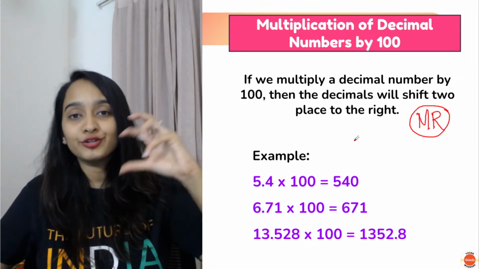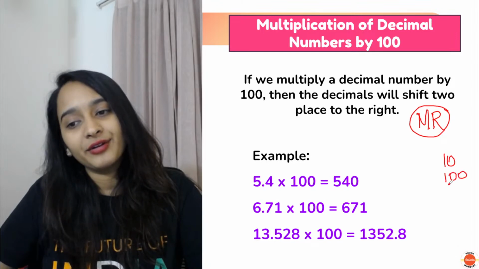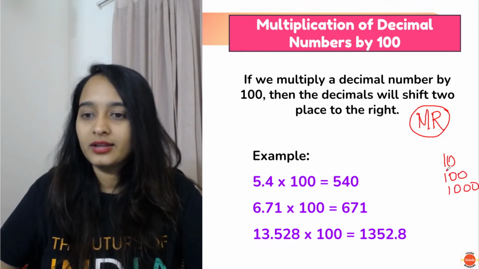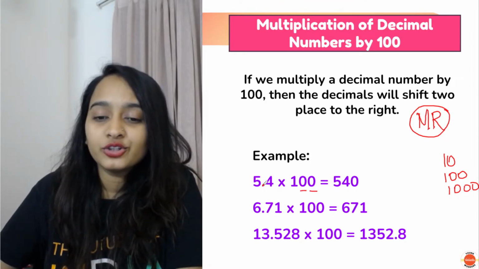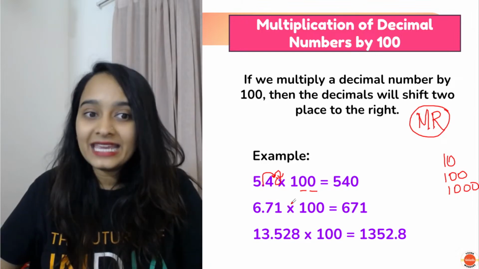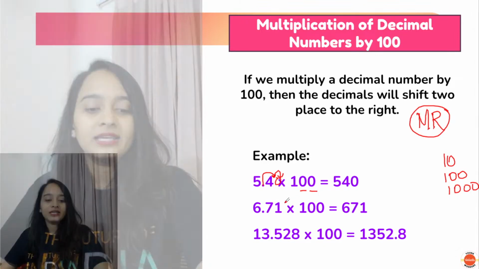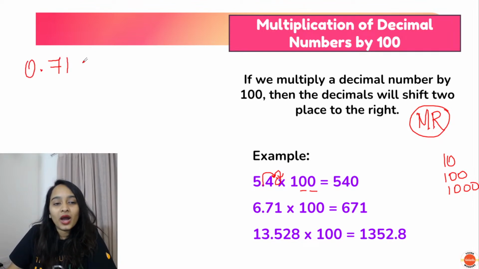Multiplication by powers of 10. What is the meaning of powers of 10? 10, 100, 1000 and so on. You move towards the right side. So here you have 2 zeros. So you will move 1 digit and 2 digits. But there is no second digit, so we are putting a 0. Okay? I will explain this again. Suppose you have 0.71.